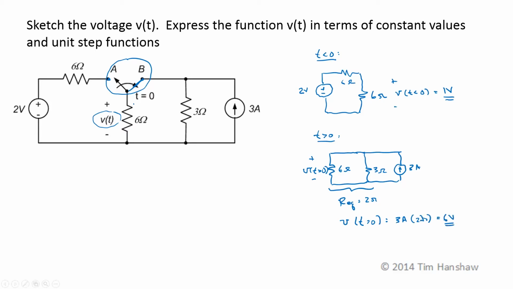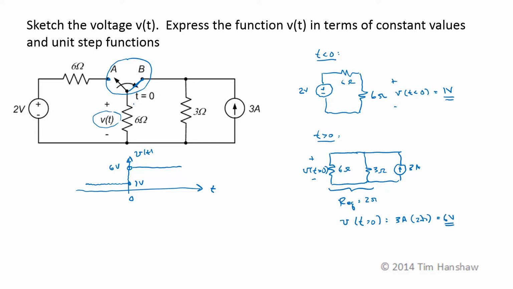So sketching this, if this is time, this is V of t. At t less than 0, we're at 1 volt. At t greater than 0, we've jumped up to 6 volts. And there's our sketch. The voltage isn't really defined at t equals 0.